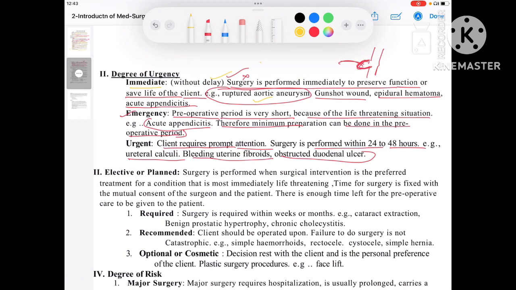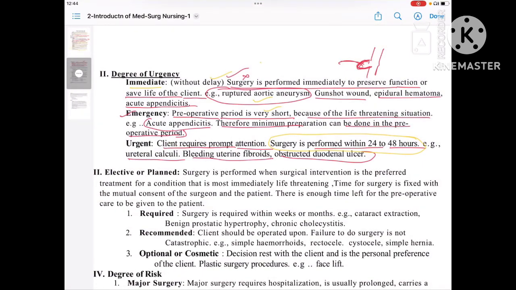Emergency means the pre-operative period is very short. Pre-operative period means before the surgery. It is a life-threatening condition and needs surgery very soon. And urgent means the client requires prompt attention. Surgery should be within 24 to 48 hours. That is the degree of urgency, and the types of surgery.